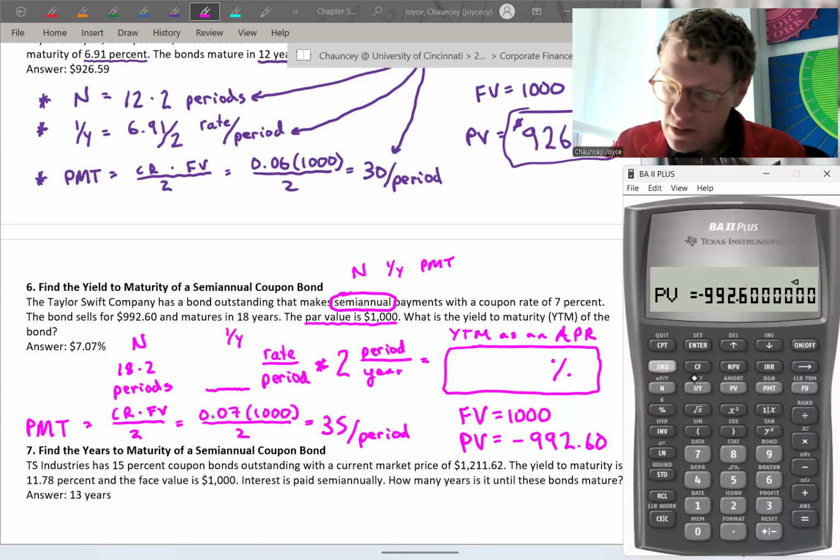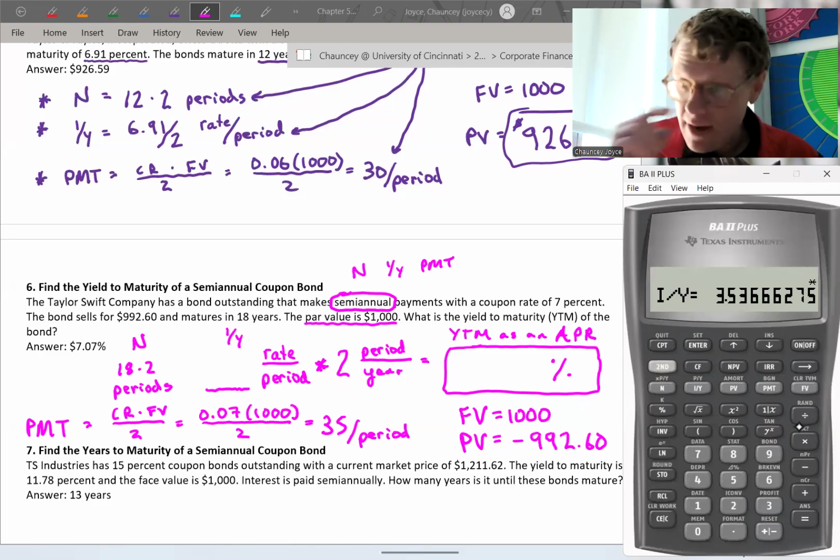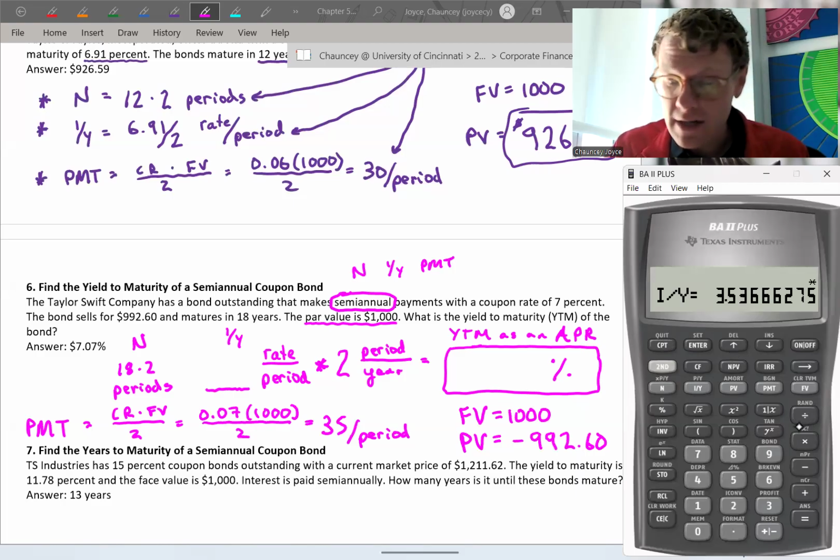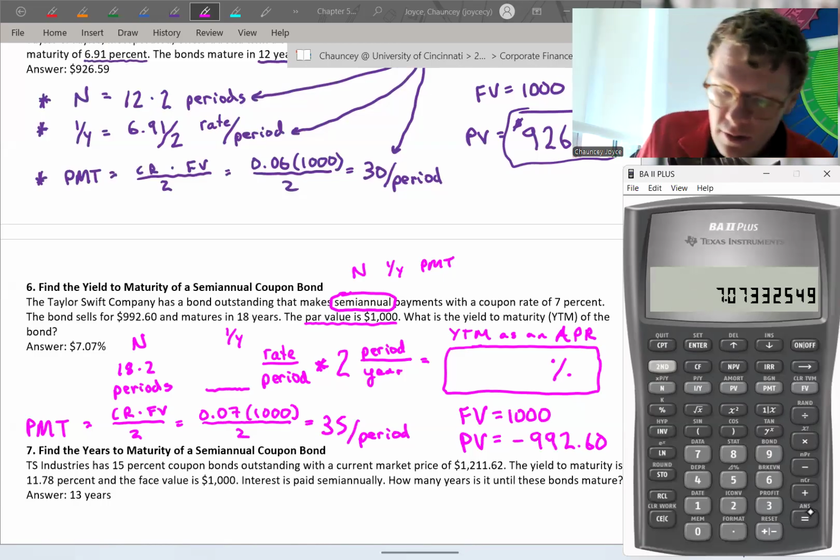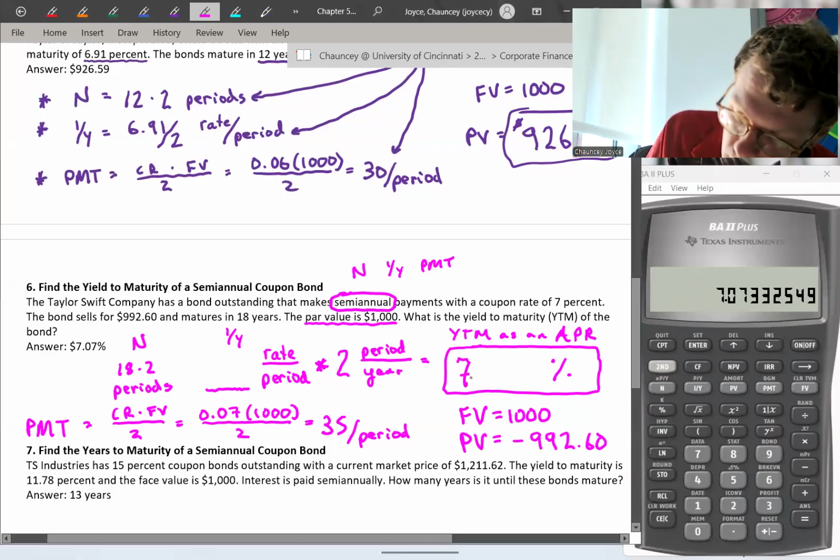And then all we need to do is compute for the IY and then multiply that answer by 2. See how easy that would be to select a distracting choice? That's your yield per 6-month period. Since there's 2 6-month periods in a year for the semi-annual bond, we multiply that by 2. So go times 2. And you get 7.07%.